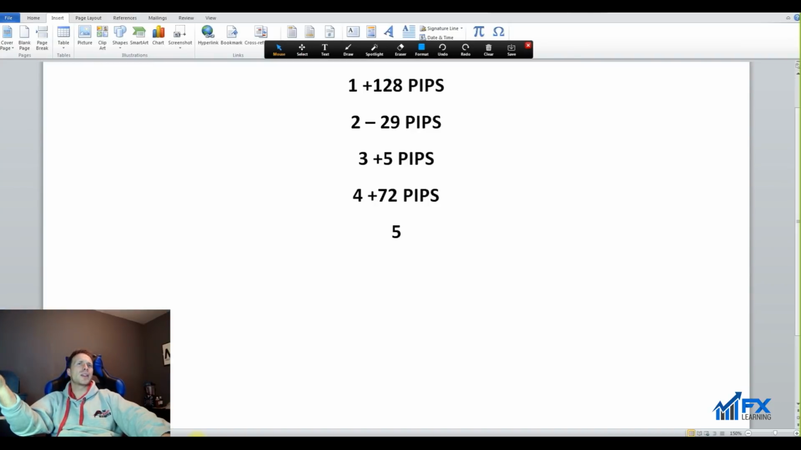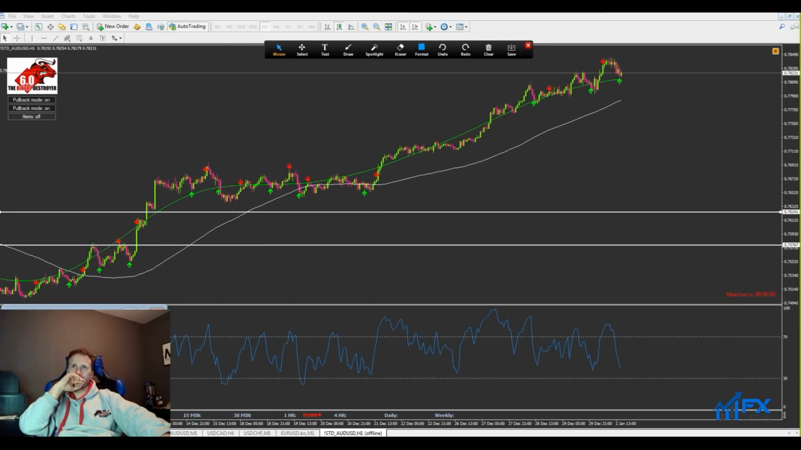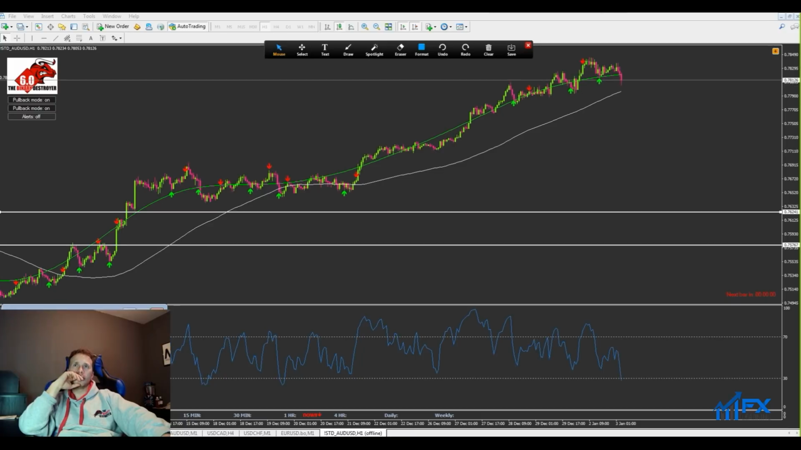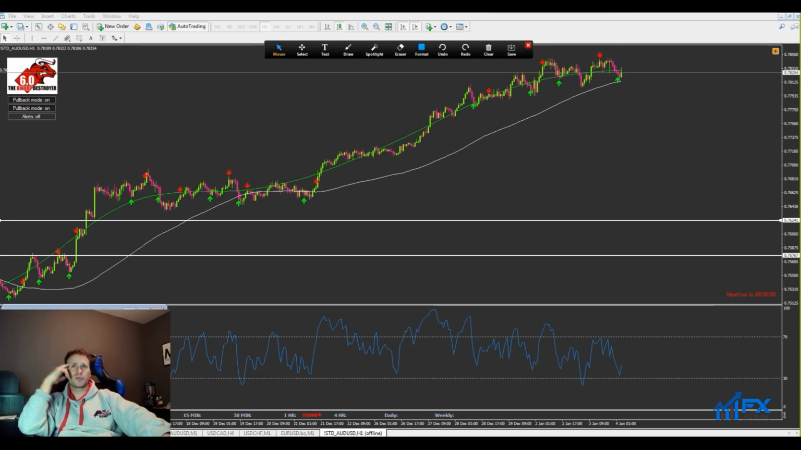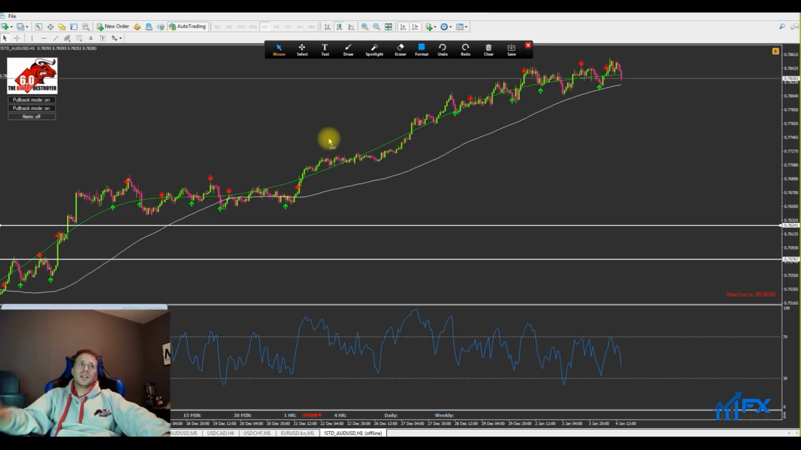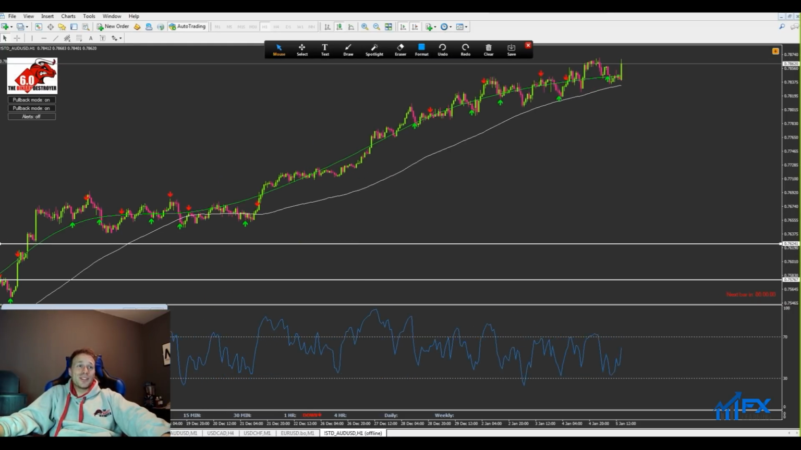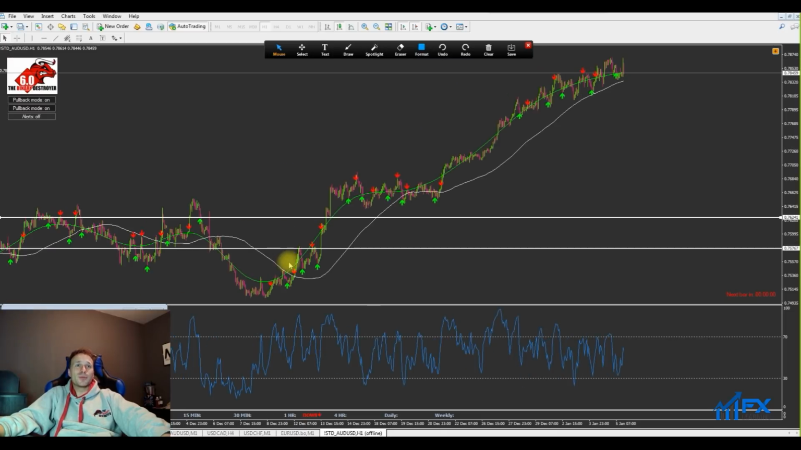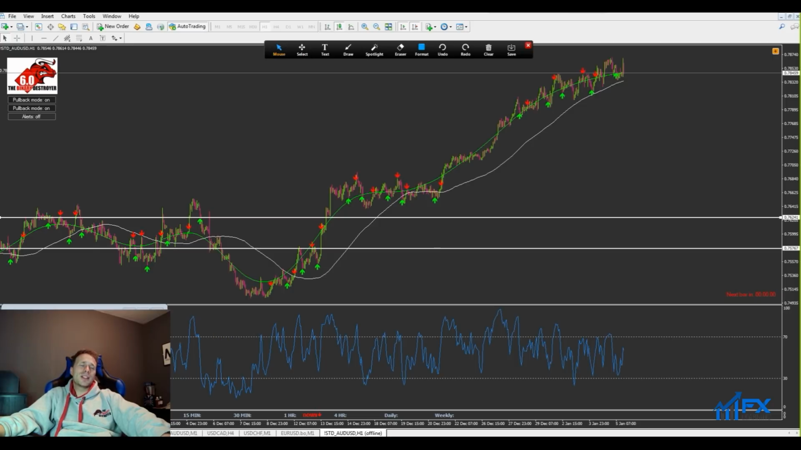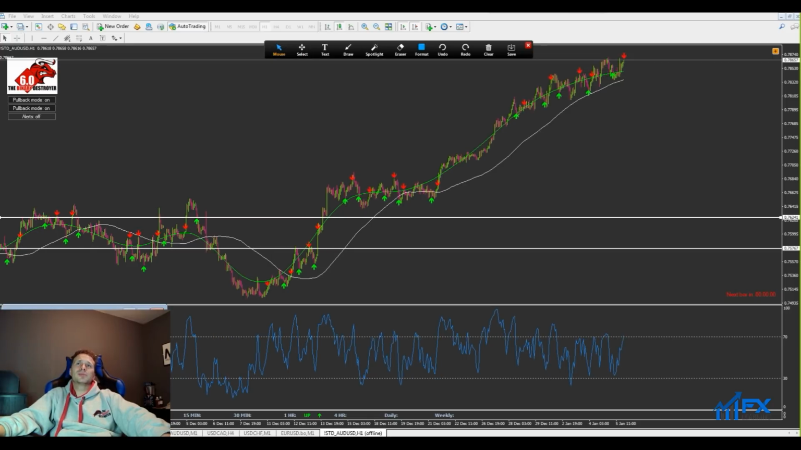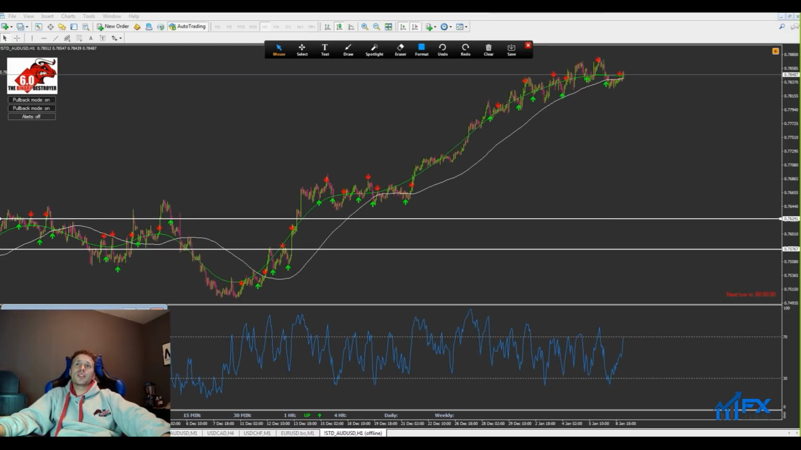I locked in 72 pips, but, unreal. The way you should trade this is just don't set a take profit. Just ride it up. It's still going. We're now at a 320 pip move. Still going up. Now we're eventually slowing down.